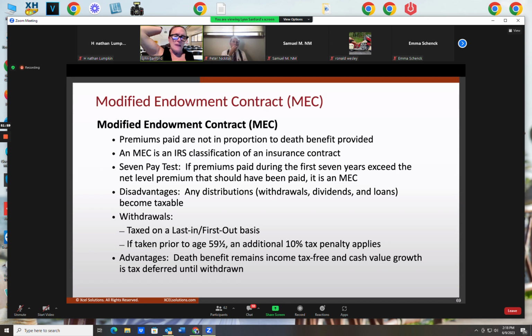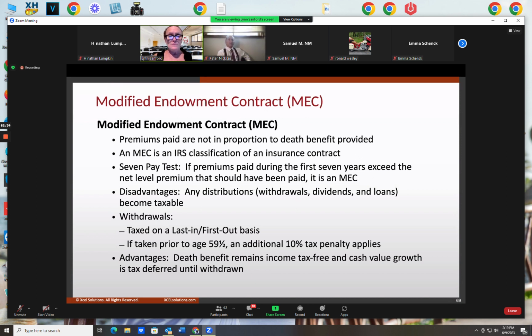So a modified endowment contract: premiums paid are not in proportion to the death benefit provided. A MEC is an IRS, Internal Revenue Service, classification of an insurance contract. It has to pass a 7-pay test. If it doesn't pass one 7-pay test, then from that point forward, it's labeled a MEC. And once a MEC, it's always going to be a MEC. There is no reversing it. So even if a person put too much money in and then realized, oh, I didn't mean to do that, I want to take the money out, doesn't matter. It flunked a 7-pay test, it's made a MEC, it's going to remain a MEC the rest of the life of the contract.